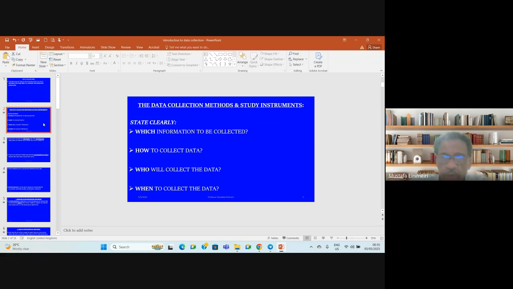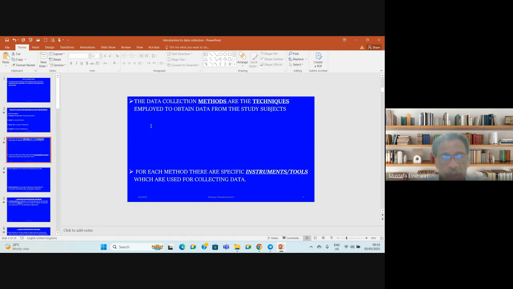And the data collection methods and study instruments, we can talk at first that you should state clearly which information is to be collected and how to collect such information and who will collect the data and when to collect the data. These are important and basic questions that you need to answer before initiation of the data collection process. The data collection methods are the techniques employed to obtain data from the study subjects or the participants.